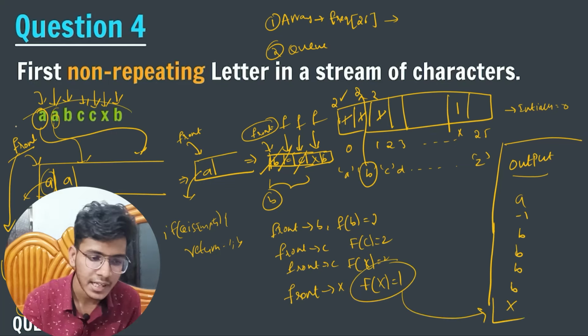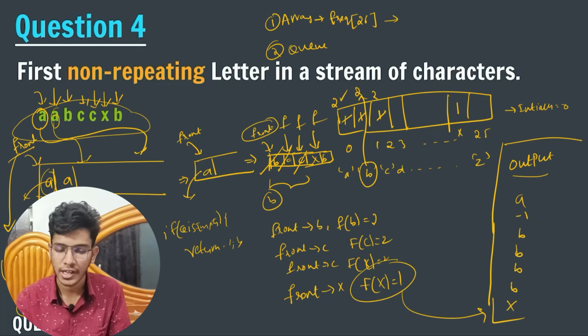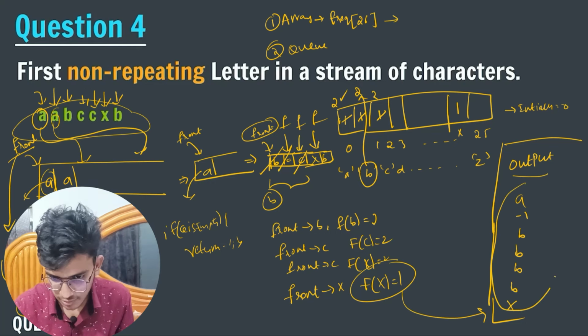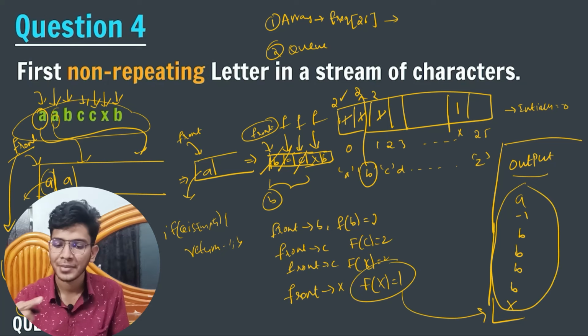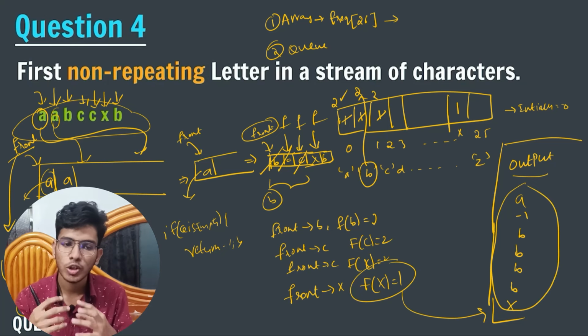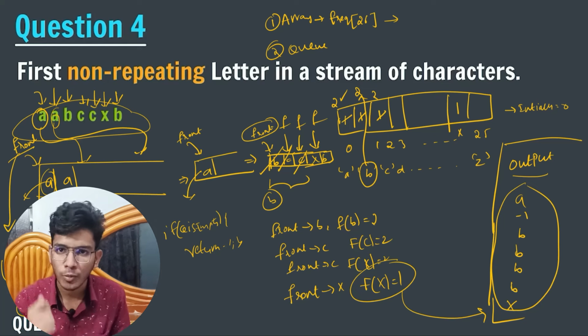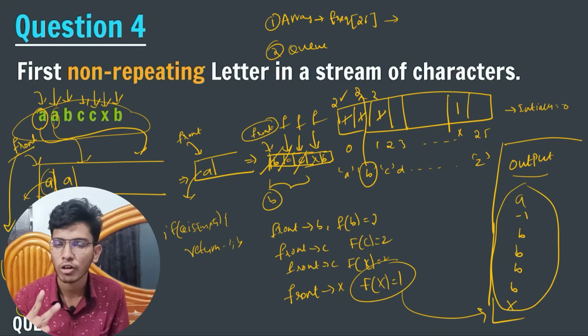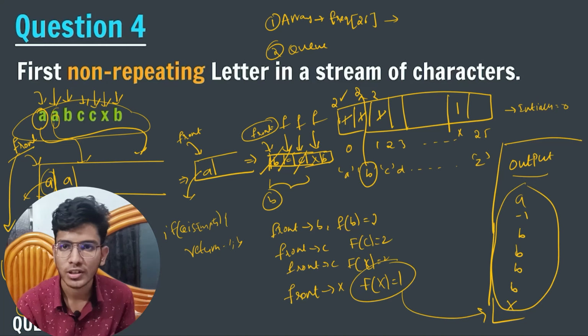That's all. Now I have iterated all the elements in my string, so this will become my output: A, -1 four times, B and X. So this is the approach of this question, and I hope you got the approach and the basic ask of my question. Now let us code this.